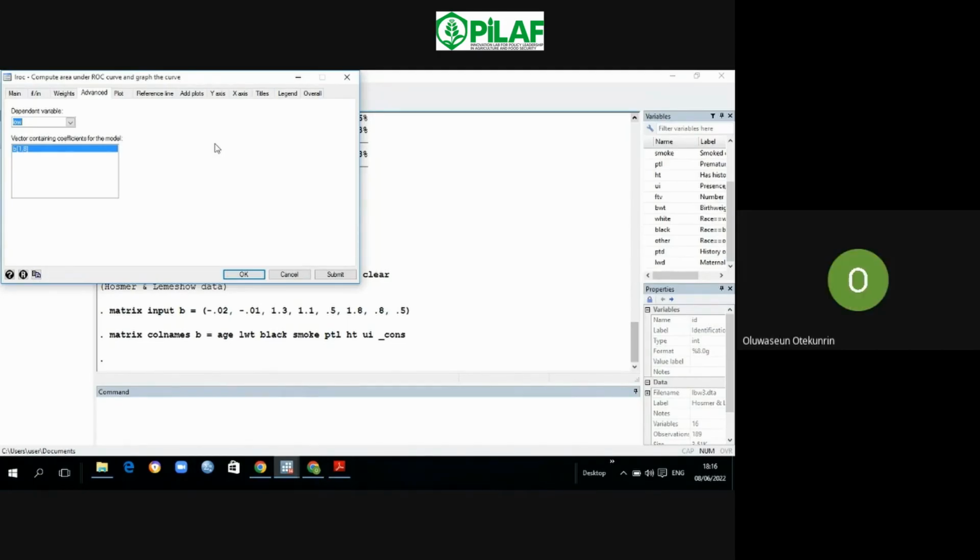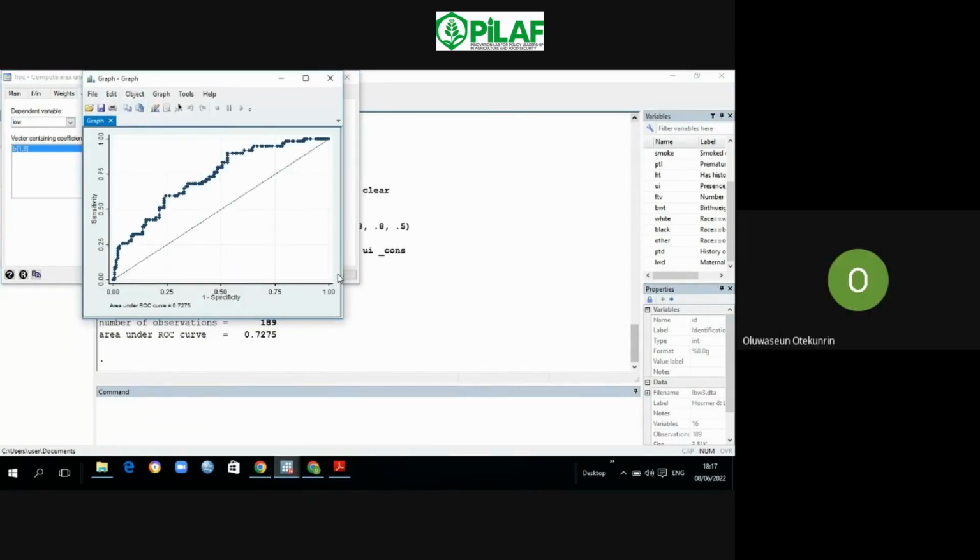You can see B bracket 1,8. There are 8: 1, 2, 3, 4, 5, 6, 7, 8. Minus 0.02, minus 0.01, 1.3, 1.1, 0.5, 1.8, 0.8, 0.5. You can see that's the row vector. So the coefficients are there. Specify your dependent variable, that is low. The vector containing coefficients for the model is already there. Just click submit.